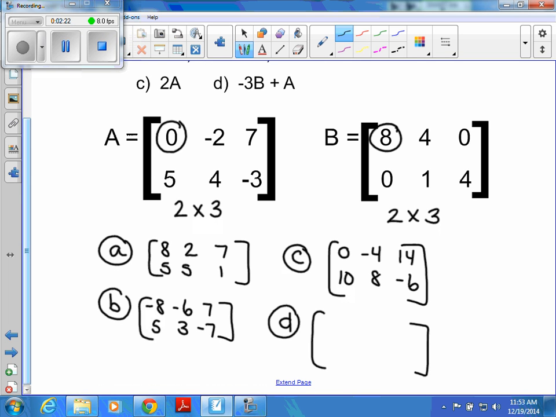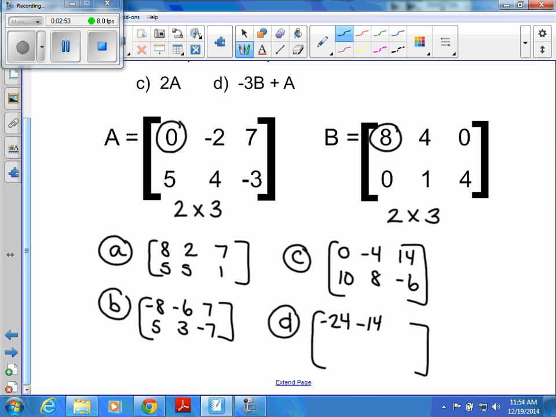All they want you to do is take everything in B, multiply it by a negative 3, and then add it to the A. So I'm going to try to do this. We're in college algebra. We should be able to multiply and add at the same time. So 8 times a negative 3 is a negative 24, and then you add 0 to it. It stays a negative 24. 4 times a negative 3 is a negative 12, and then you add a negative 2, which makes a negative 14.